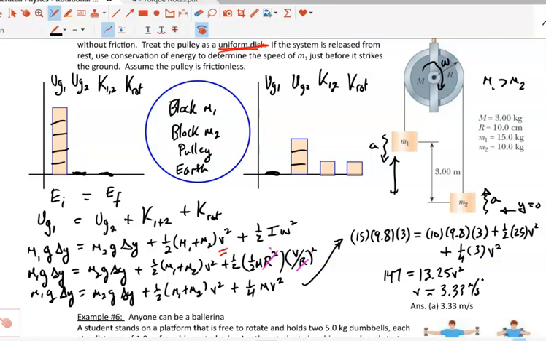You can probably think about conceptual questions like, well, what would happen if the pulley was not a solid cylinder, but was like a hoop with all the mass on the outside? How would that change that answer? If the rotational inertia of the pulley increased, what do you think would happen to the velocity? Okay, that's it for this example.